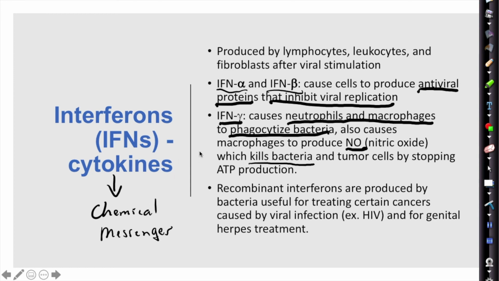So the interferons are cytokines. These are chemical messengers. These cause neutrophils and macrophages to phagocytose bacteria. They also recruit them in there. They also cause inflammation, and so that causes vasodilation.